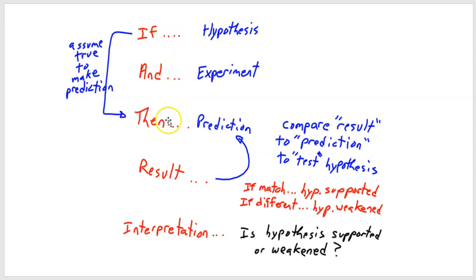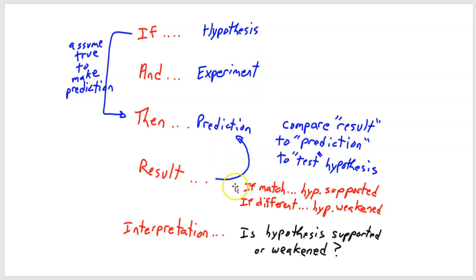We have an if and then result interpretation. Very briefly here, next to the if we write the hypothesis, usually in the form of A causes B. Next to the and we describe the experiment we're going to do to test the hypothesis. Next to the then we're going to write our prediction of what should happen if the hypothesis is true and we do this particular experiment.